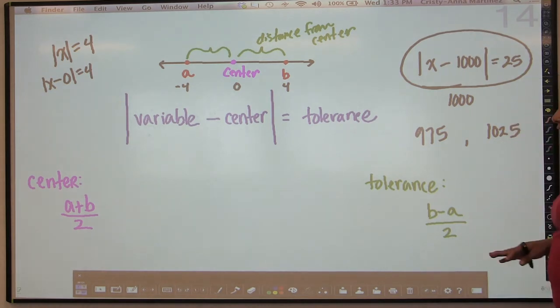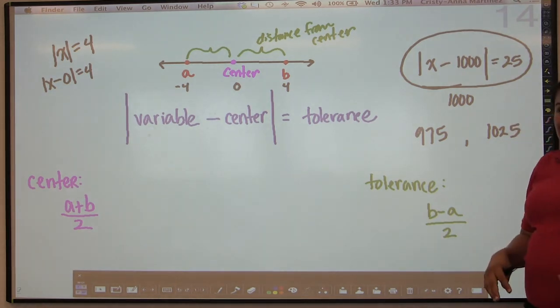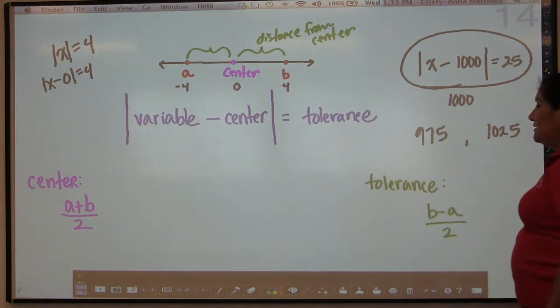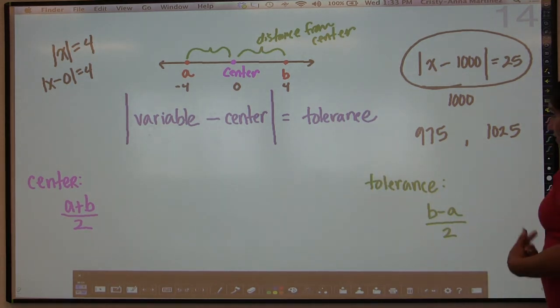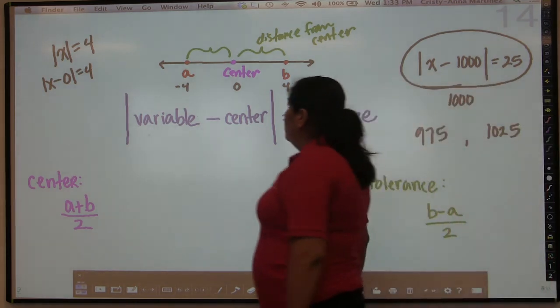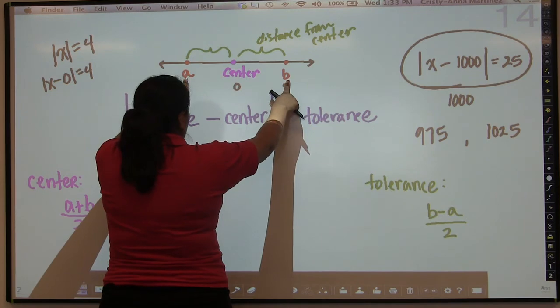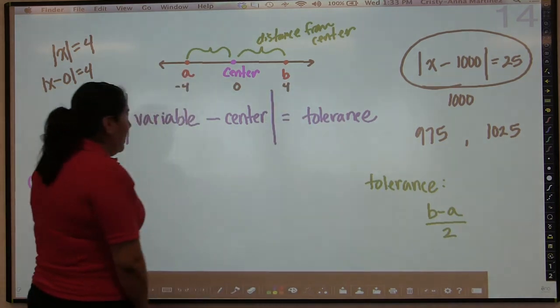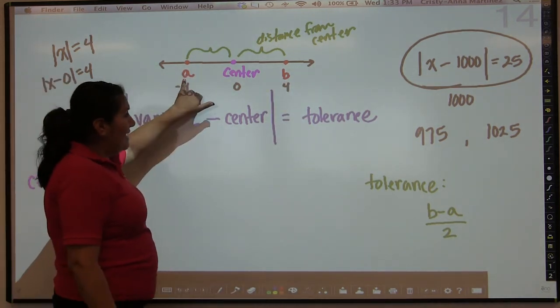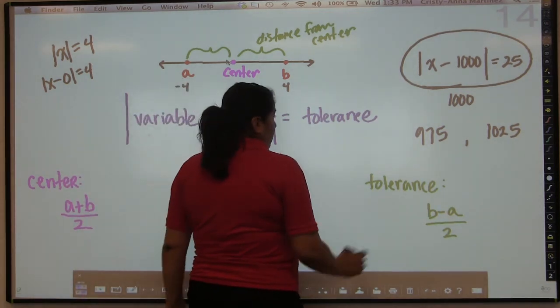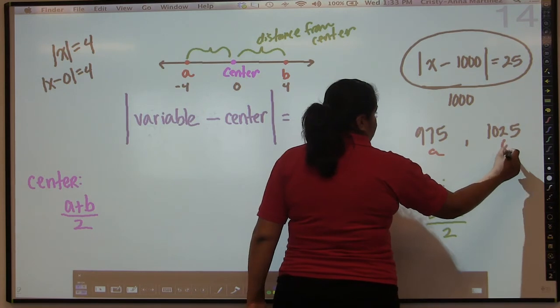Okay, and I want to show you how, if you want to go backwards, sometimes they want you to go backwards. You're looking at a graph and they want you to find the center and the tolerance. You have two really quick equations here. First of all, we're talking about the max and the min. If you know the max and the min, and we call them A and B, then in my case, A would be 975 and B would be 1025. So over here I'm going to put, this is my A, this is my B.